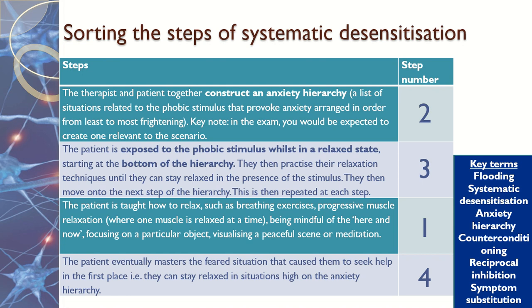Once they've done that, the therapist and the patient construct an anxiety hierarchy. Now that's a key term, so make sure you use the term anxiety hierarchy. What that is, is they make a list from the least scary thing to do with that phobia to the most scary thing to do with that phobia. So again, if we're scared of dogs, the least scary thing would just be thinking about a dog. So just thinking about the noises the dog makes or the way the dog looks.